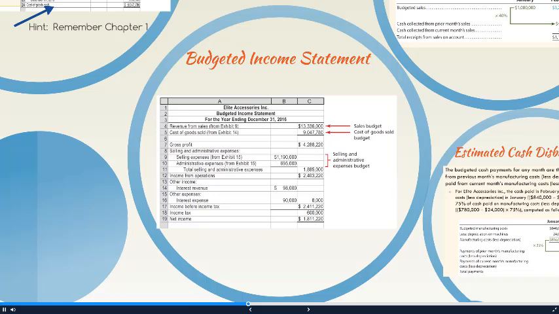Now that we've done our sales budget, our cost of goods sold budget, and our selling administrative budget, we can prepare our budgeted income statement. This will tell us how much income we expect to have based on those budgeted sales.